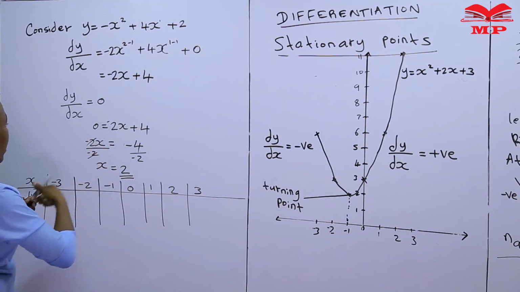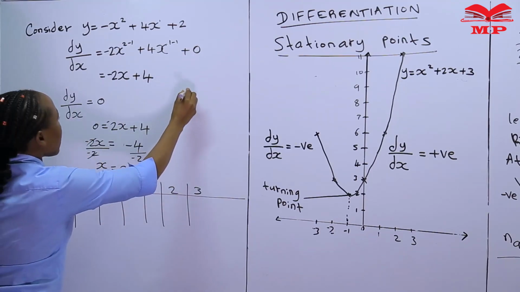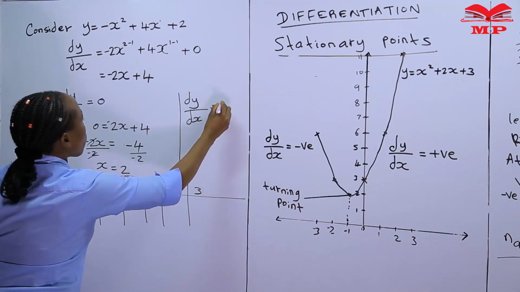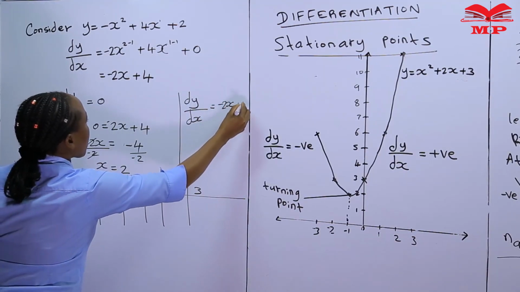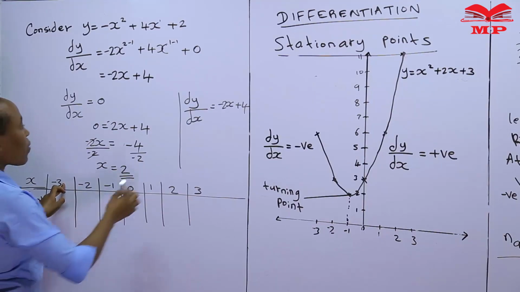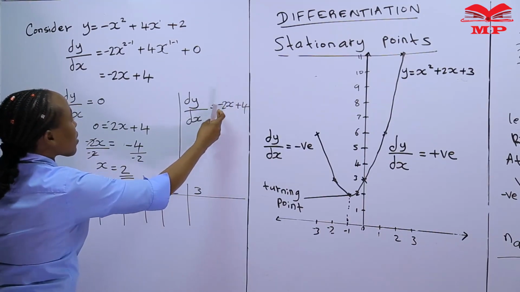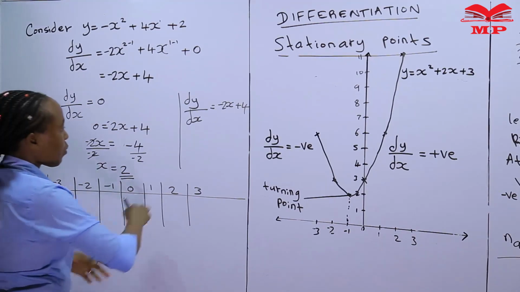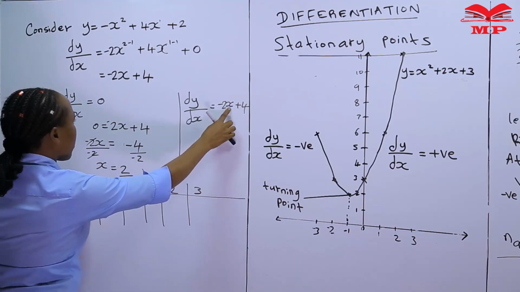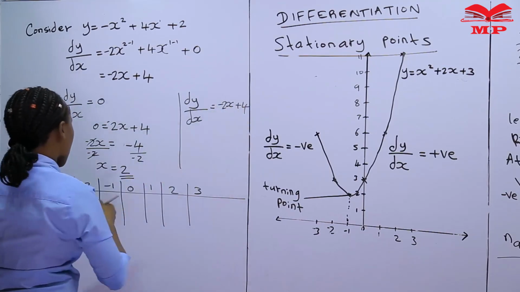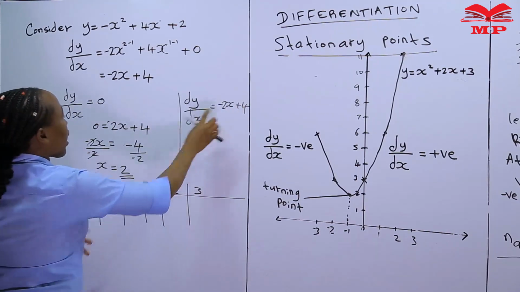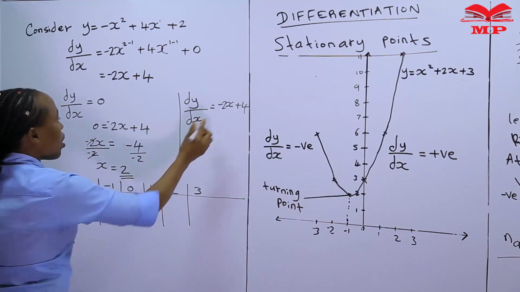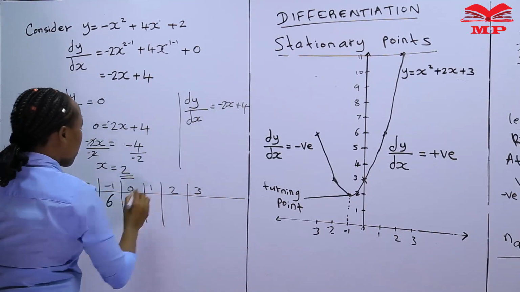When our x is -3, we have the value for the gradient function dy/dx equal to -2x plus 4. So when we have -3, we'll have -3 times -2, that is 6. 6 plus 4 is 10. Then we have the other one, -2 times -2, 4. 4 plus 4 is 8. -1 times -2 is 2. 2 plus 4, 6. When this is 0, we'll have 0 plus 4.